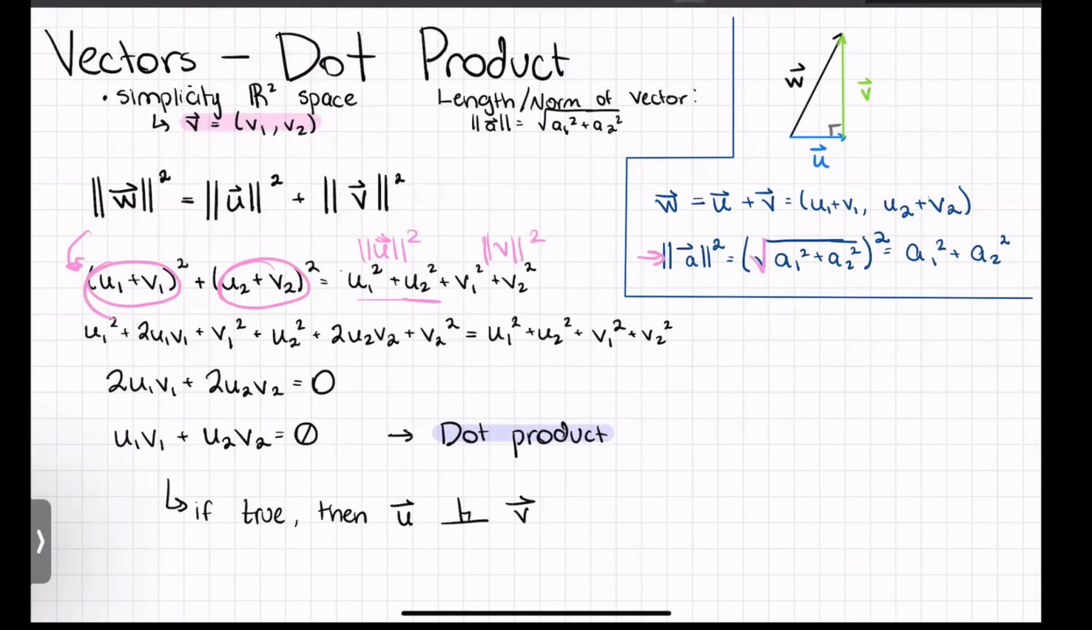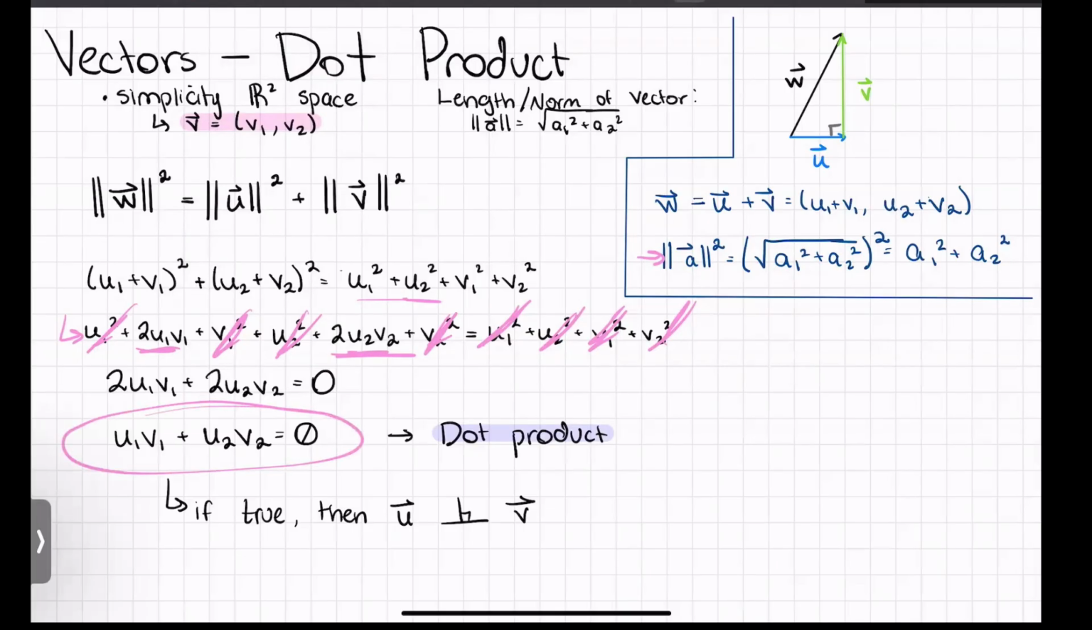That's because the square root of a1 squared plus a2 squared gets rid of this square root right here, so we don't have to deal with it. And just with a little bit of math, we see right here that things start canceling out. So our u1 squared on both sides cancel out, v1 squared on both sides cancel out, u2 squared cancels out, v2 squared cancels out, and we are left with just 2(u1v1 plus u2v2) is equal to 0.